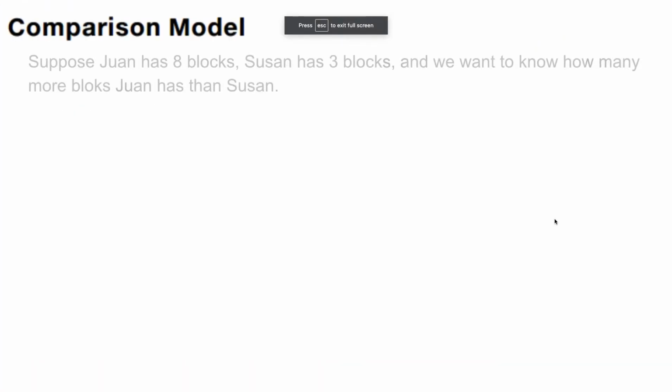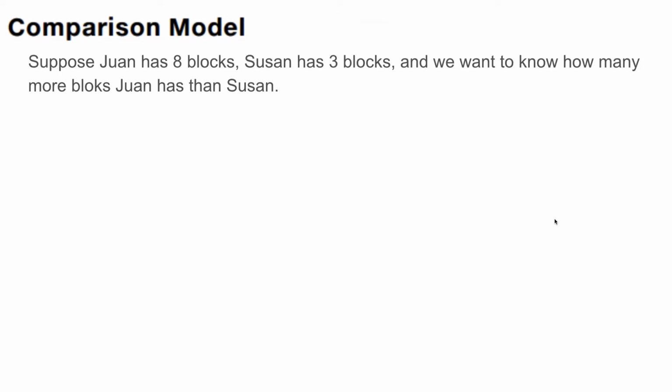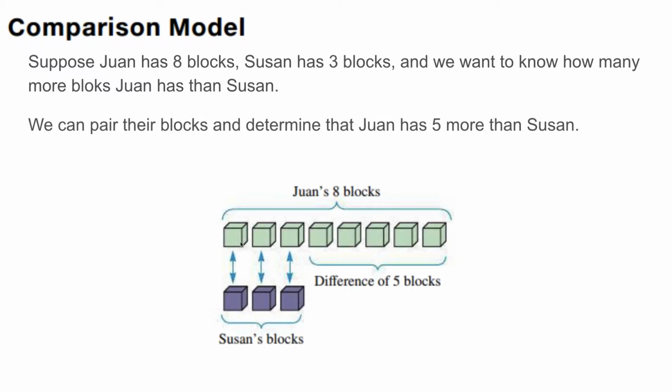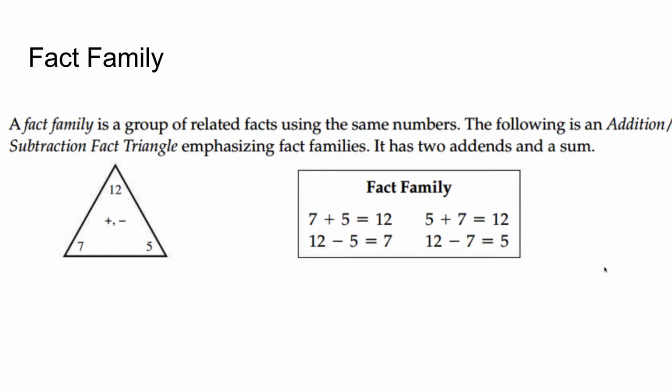You can also do the comparison model. So let's look at this example. Suppose Juan has 8 blocks, Susan has 3 blocks, and we want to know how many more blocks Juan has than Susan. So how would you compare? I would just stack them up, 8 and 3, and see the difference by the height. Well, you can do it differently too. Like horizontally, you can pair up. So Juan's 8 blocks and Susan's 3 blocks, these two are exactly the same number, but Juan has this many more. How many are there? 1, 2, 3, 4, 5. So Juan has 5 more than Susan, right?